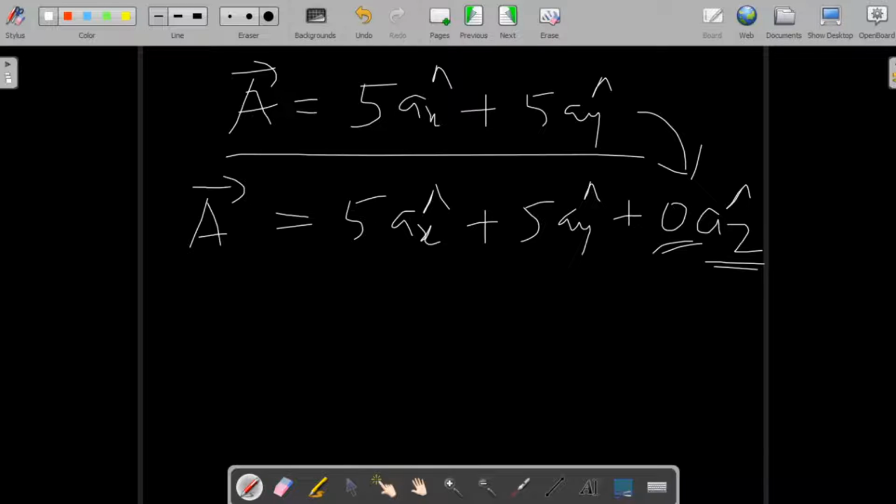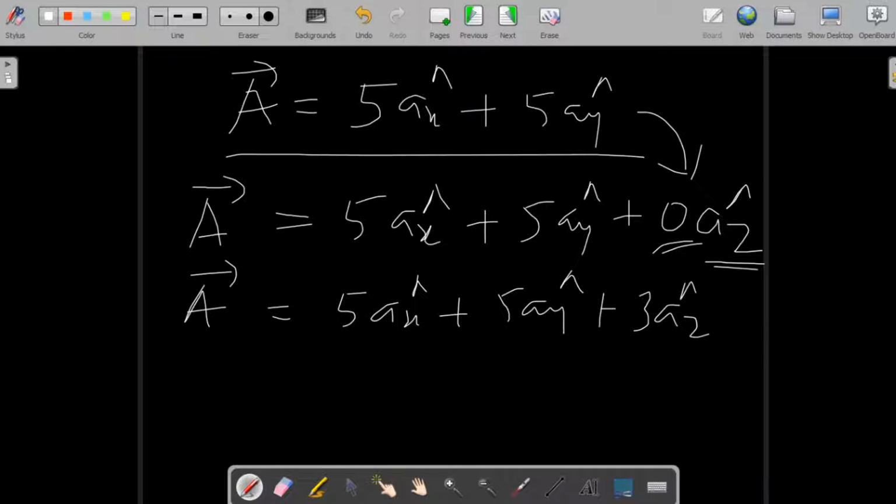If it has some value, I'll not draw it again, but I'll just put a value here to have a feel of it. So I can write this as 5ax cap plus 5ay cap plus some value, 3az cap. Agree? So now this representation is in 3 dimensions. What does it mean? The vector, like the previous diagram, will have x1, x2, y1, y2 as well as z1, z2. Please try to draw an xyz axis yourself and draw a vector and try to represent x1, y1, z1 and x2, y2, z2 respectively. So you'll get something like this.